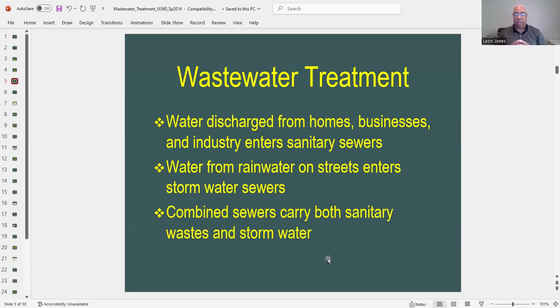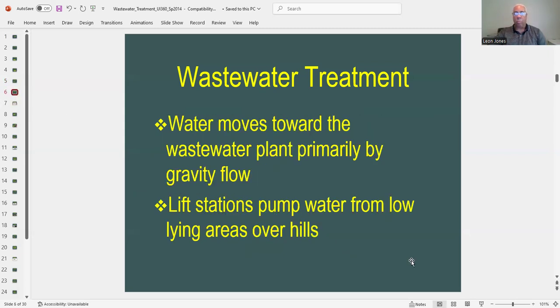Now, combined sewers carry both sanitary waste and stormwater. Water moves toward the wastewater plant primarily by gravity flow. And then you have what you call lift stations. What they do is pump water from low-lying areas over hills to a plant.